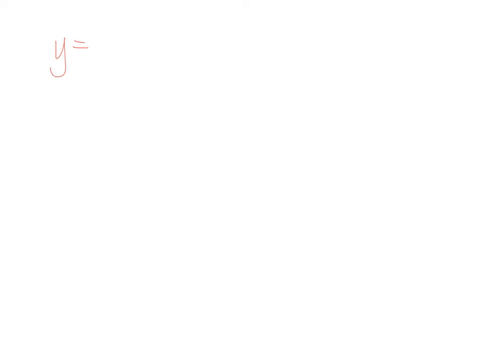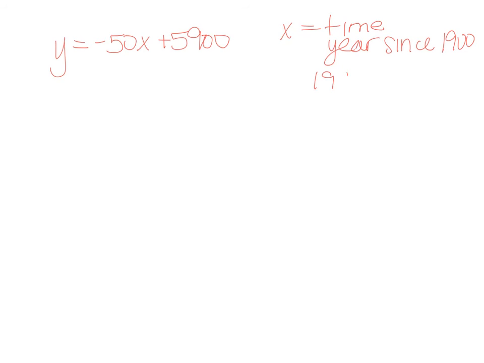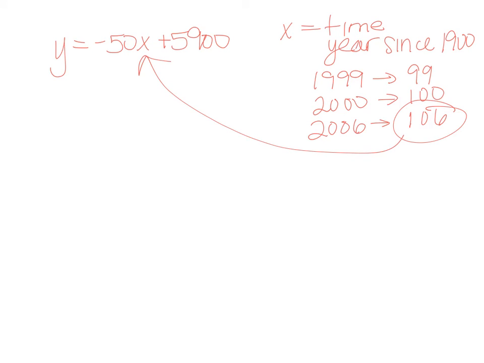I get y equals negative 50x plus 5,900. And it asked me to estimate what it would be in the year 2006. Well, I entered my data in as x equals the year since 1900, because 1999 was 99 and 2000 was 100. So 2006, if I want to estimate that, I'm going to put in as 106 years since 1900. I could have used these numbers, but my y-intercept would be a lot higher. Now I'm going to plug in 106 to see what we estimate these sales to be.